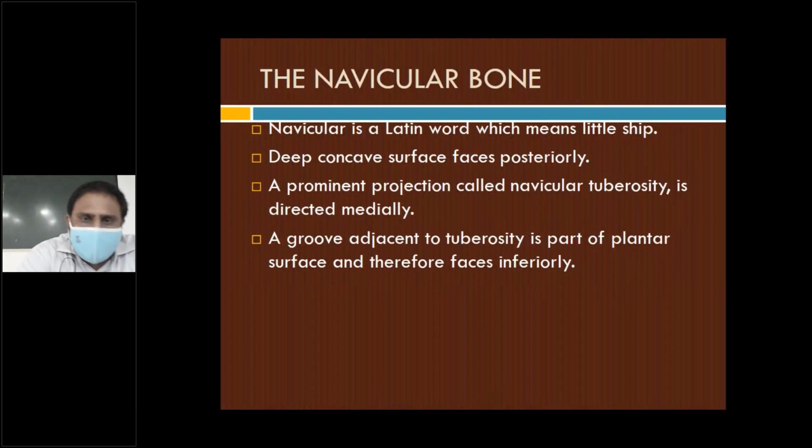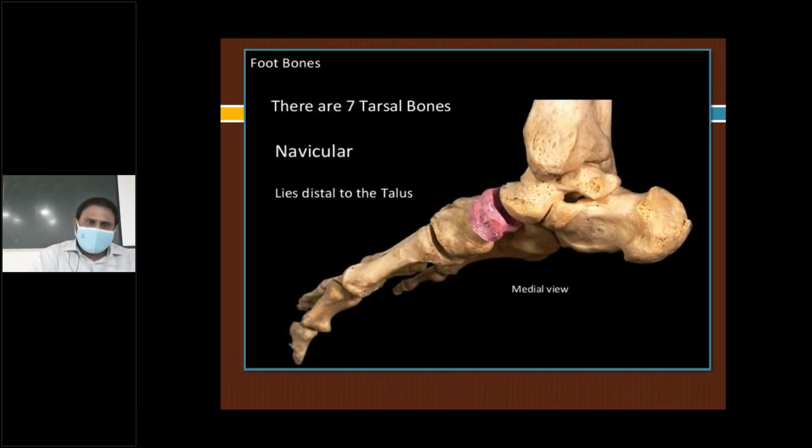Now go to the navicular. Navicular is a Latin word meaning little ship. It has a deep concave surface, with facets posteriorly. A prominent projection called the navicular tuberosity is directed medially. The groove is part of the plantar surface, therefore facets are inferior. The navicular lies distal to the talus, attached with the talus.